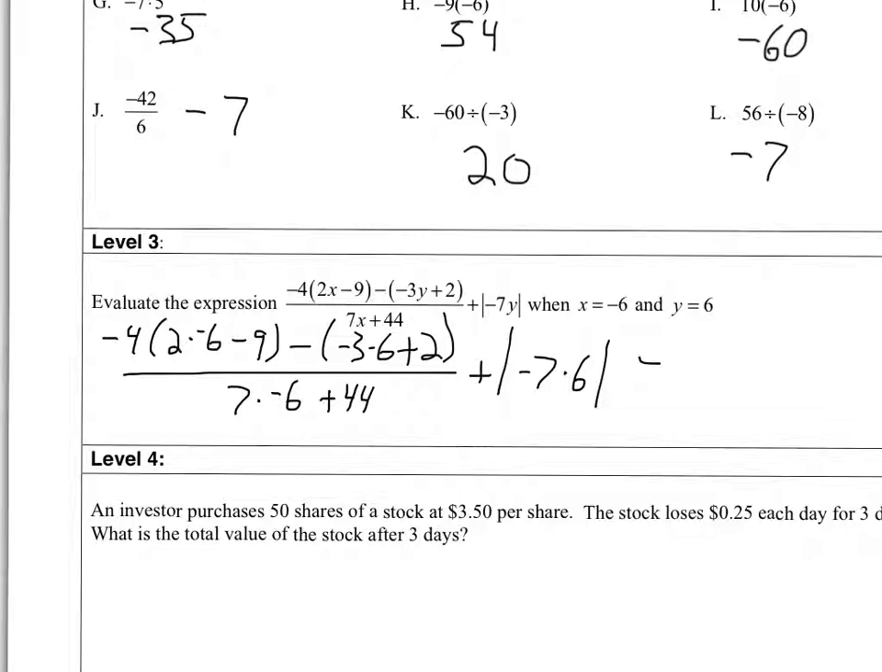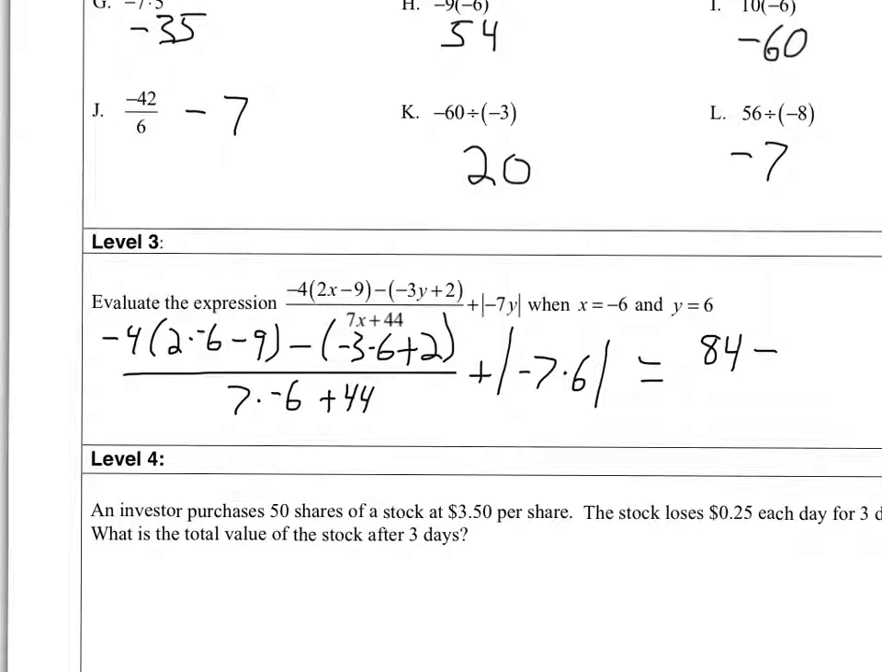I'm going to look inside all of my parentheses. I'm going to start right up here. I have negative 12 when I multiply these, and negative 12 and negative 9 is negative 21, and negative 21 times negative 4 is going to be positive 84. So I'm going to write 84. And then I'm subtracting.